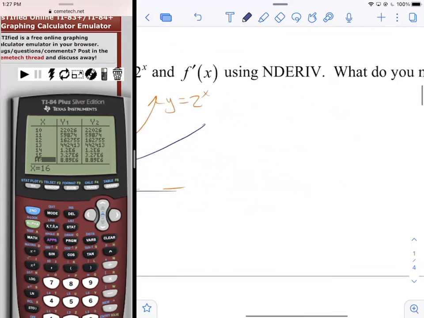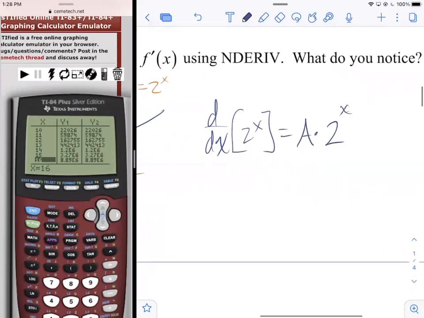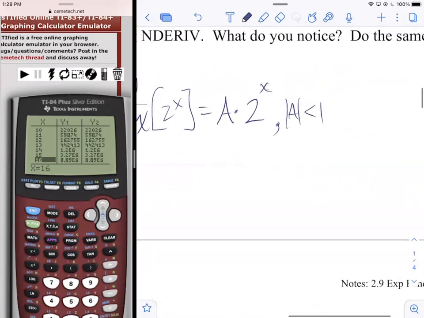So here's what I do know. I know the derivative with respect to x of 2 to the x is going to be some a times 2 to the x. And because it's flatter, I know that the absolute value of a has to be less than 1, right? Between 0 and 1. Like 1/2, right? Half as tall, vertical compression.